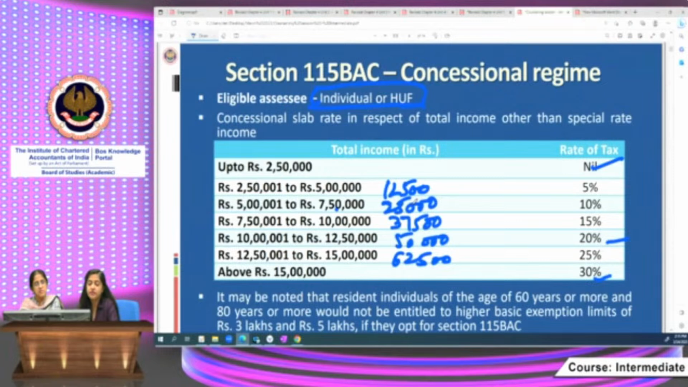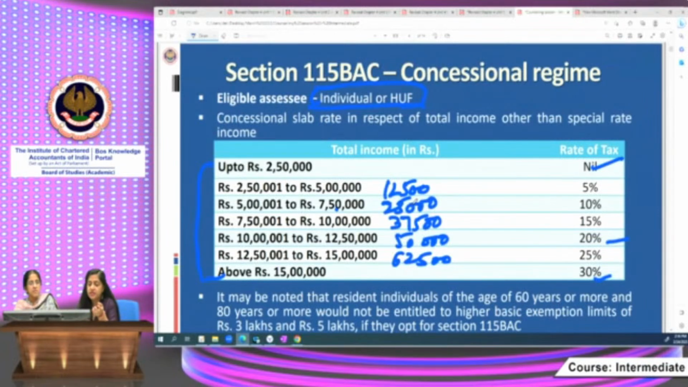So in this case, whether the individual is a senior citizen or super senior citizen, the slab will be the same. There is no higher basic exemption limit for the senior citizen or super senior citizen. So it's a very important point while you compare. If suppose a question is a full-fledged question and nothing is mentioned whether the individual is opting for the BAC or not, then you have to compute his tax liability as per both the provisions, as per the normal provisions of the Act and as per Section 115BAC, and you have to advise what the individual should do, whether he should opt for 115BAC or not, by comparing their tax liability.